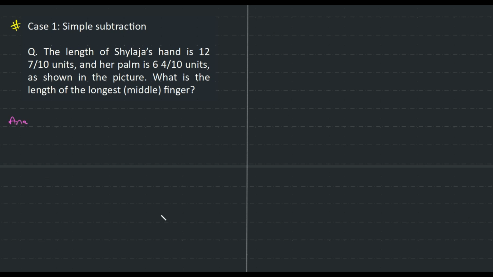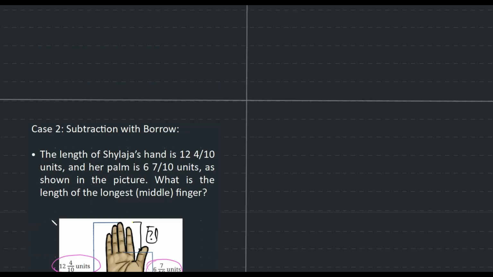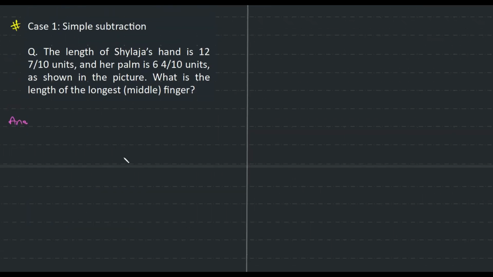So let's have a look. How do we do this? What operation should we do to figure out that length? We have to subtract this entire length with this small length to get the remaining part. And that's what we are doing. So these are different sets of values. The next one is a different set of values.